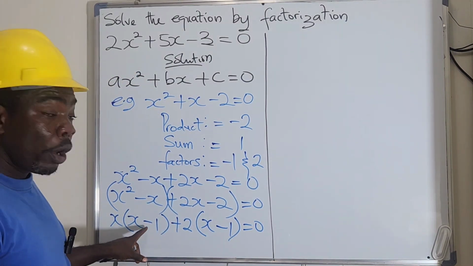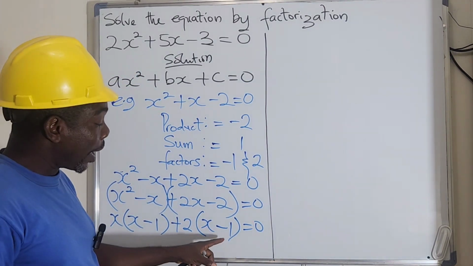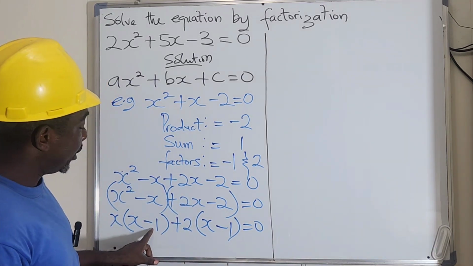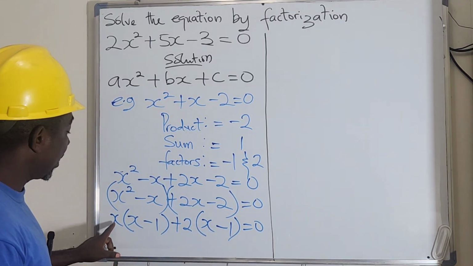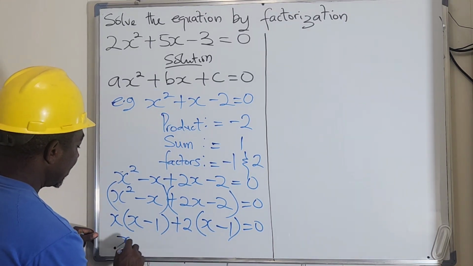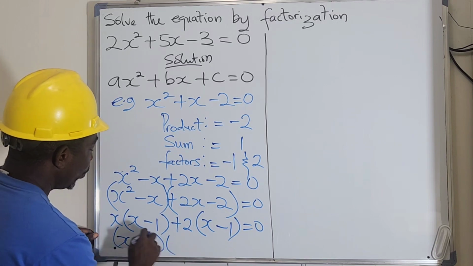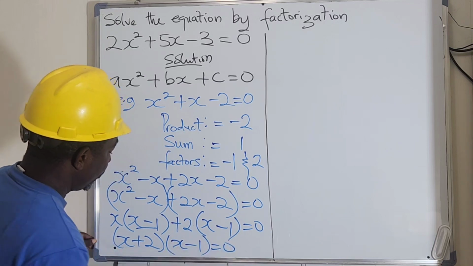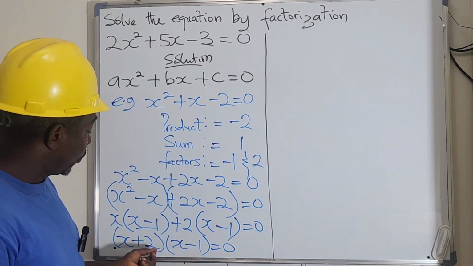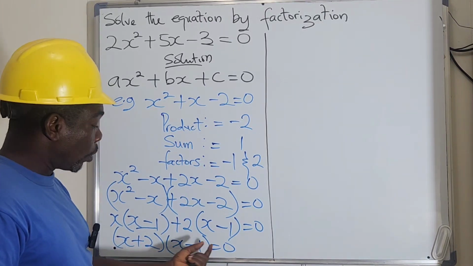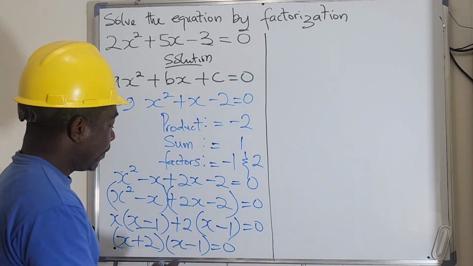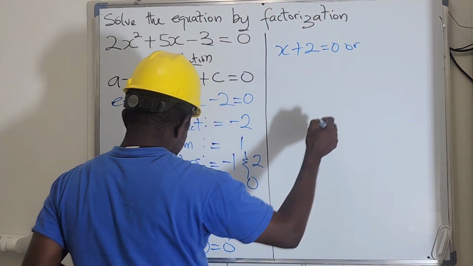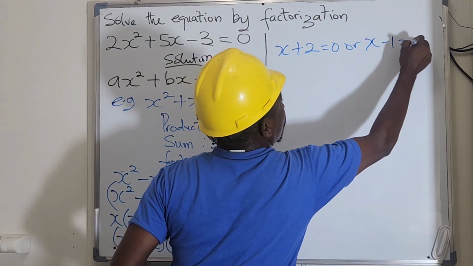If you check, what you have in the first parenthesis must be similar to what you have in the second parenthesis. If you don't have that, that means your answer is not correct. So now we have this. We take one of the parentheses, x plus 2, then we take the other parenthesis, x minus 1 equals 0. So in this case, either the first parenthesis equals 0 or the second parenthesis equals 0. Therefore, this is the same thing as x plus 2 equals 0, or x minus 1 equals 0.